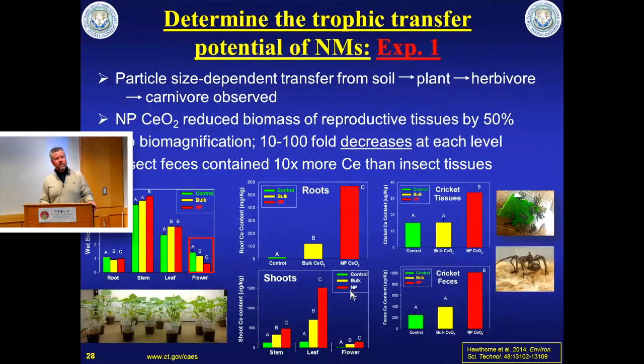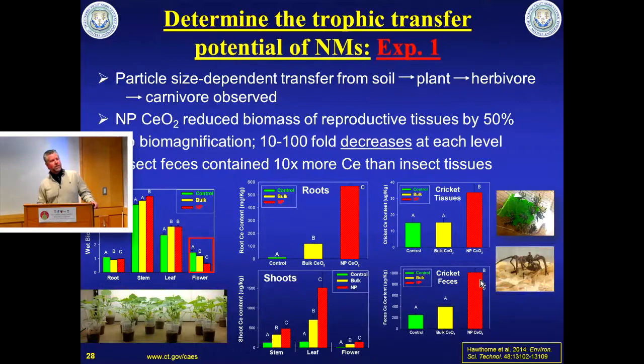And that was important. The other thing that was interesting is when you looked at the animals, the crickets, what they were retaining in their tissues was about 10 times less than what they were excreting. So most of the cerium that they were consuming, they were just releasing, which is good if you're the cricket. If you're out in the environment and you come across that little steaming pile of cricket feces and interact with it, that's obviously an exposure issue, but much of what they consumed was released.